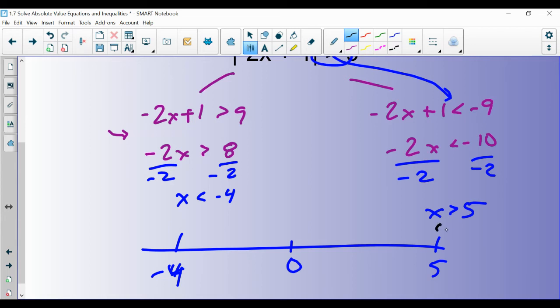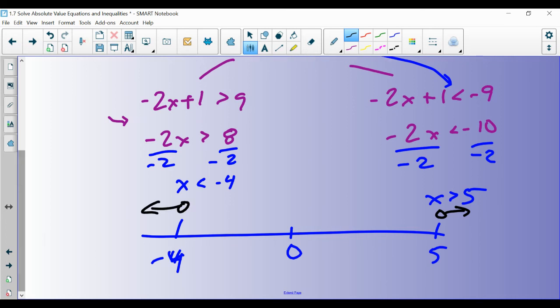X values greater than 5, open circle going that way. X values less than -4, open circle going that way. I want to point out that the inequalities should always be going away from each other or towards each other. You should never have it going this way and this way again. If they're both going the same direction, that tells you did something wrong. They should both be going away from each other or both be going towards each other.